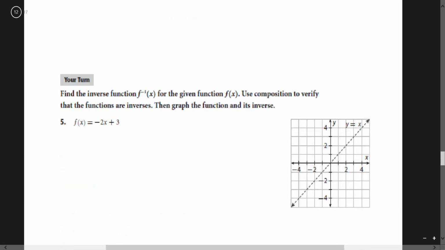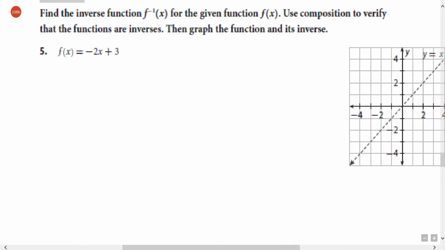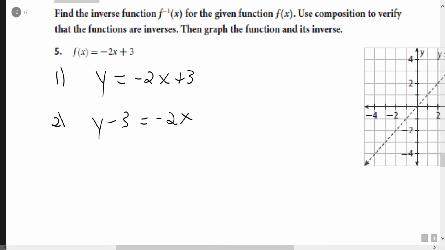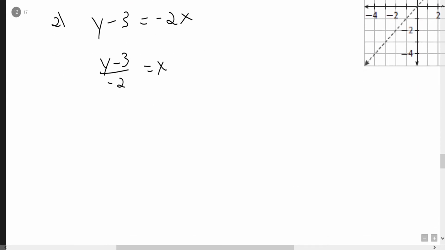Let's see if we can get to our own example here. Alright, so here we go. Step 1, we change f of x to y. So y equals -2x plus 3. That's step 1. Now we have to solve for x. First thing we'll have to do is subtract the 3. So y minus 3 is equal to -2x. Then to solve for x, we have to divide by the -2. So (y minus 3) divided by -2 is equal to x. That's step 2 done. We have solved for x.